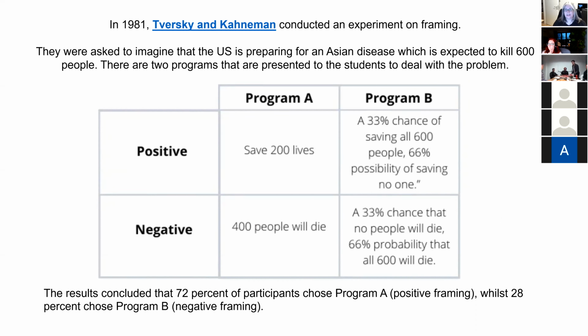And here again, if you take a look at program A and B, 200 lives, 33% chance, 400 people will die, 33% chance. If you just take a look at this chart, you can see the framing. Depending on how you look at it, you're going to have that clear preference for positive framing. And most people, 72%, go with program A instead of B. So framing is something that we do need to do.